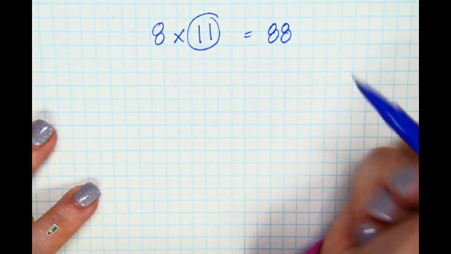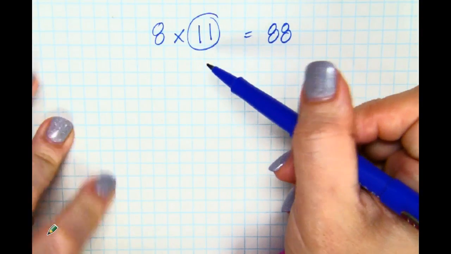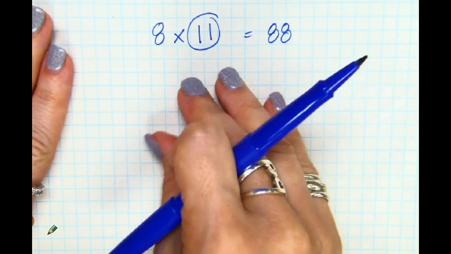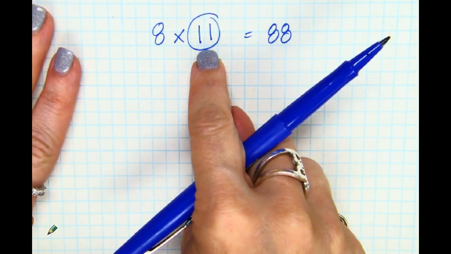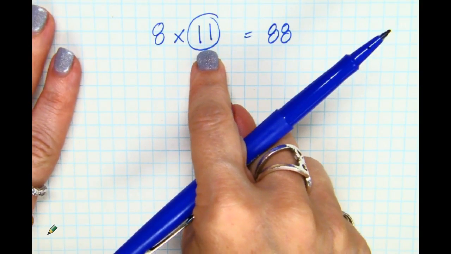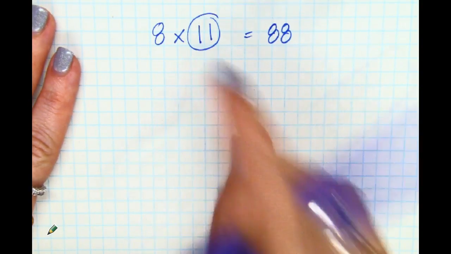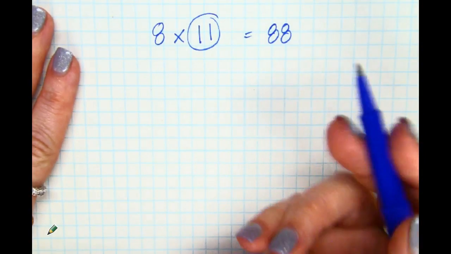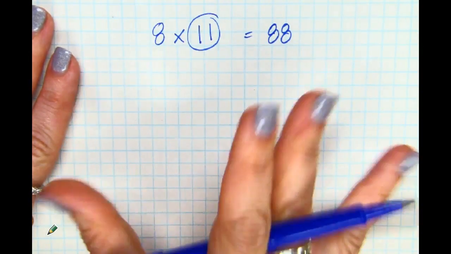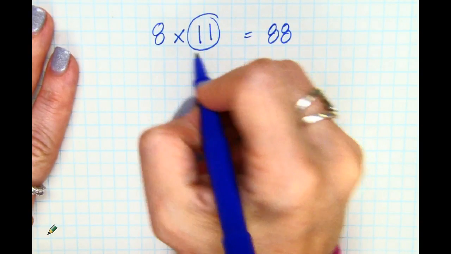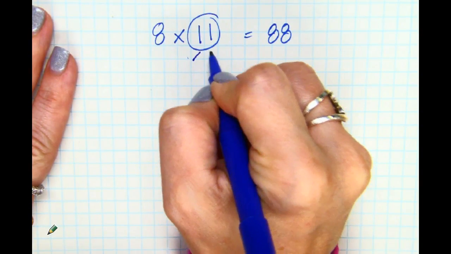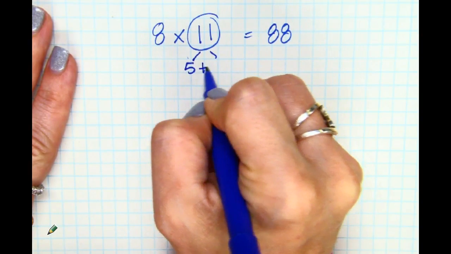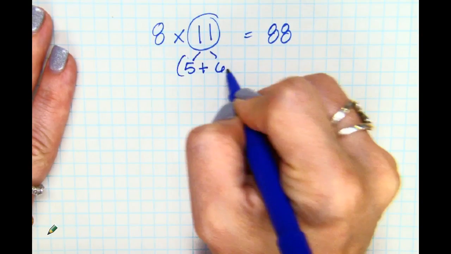Let's look at the larger factor. Let's look at 11. What are two addends that come together to equal 11? Before, we had 9 and we thought of 5 plus 4, 6 plus 3, 2 plus 7. Now with 11, we could come up with something easy to multiply, like 5. We know that 8 times 5 is easy to multiply. So let's break down 11 into two parts: 5 plus 6.